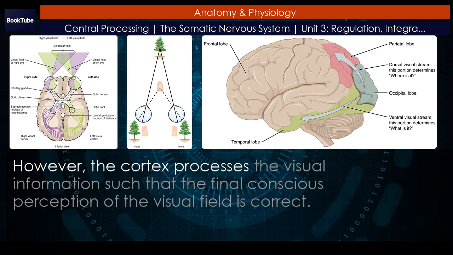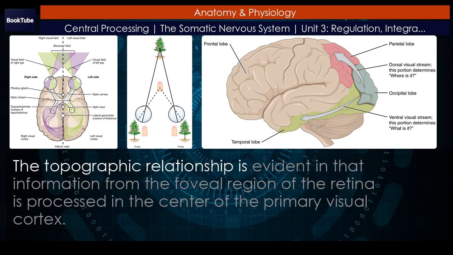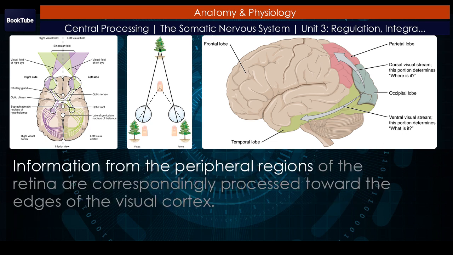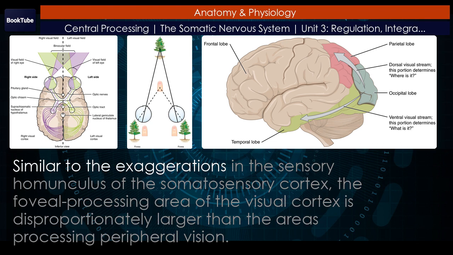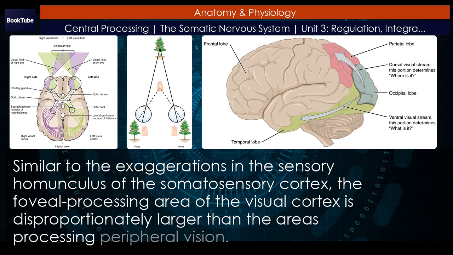However, the cortex processes the visual information such that the final conscious perception of the visual field is correct. The topographic relationship is evident in that information from the foveal region of the retina is processed in the center of the primary visual cortex. Information from the peripheral regions of the retina are correspondingly processed toward the edges of the visual cortex. Similar to the exaggerations in the sensory homunculus of the somatosensory cortex, the foveal processing area of the visual cortex is disproportionately larger than the areas processing peripheral vision.